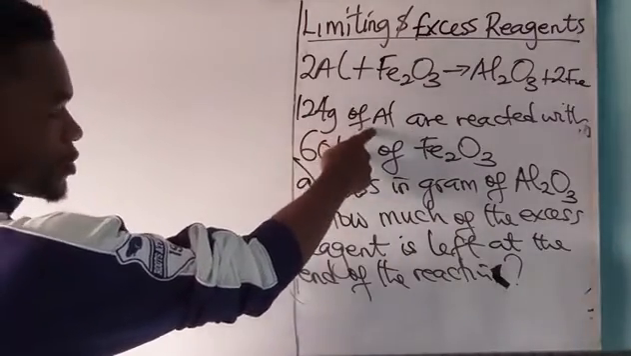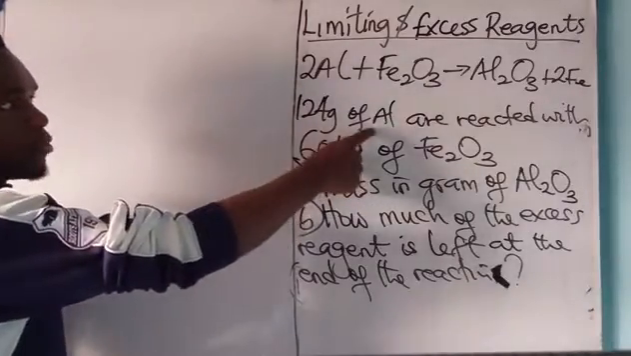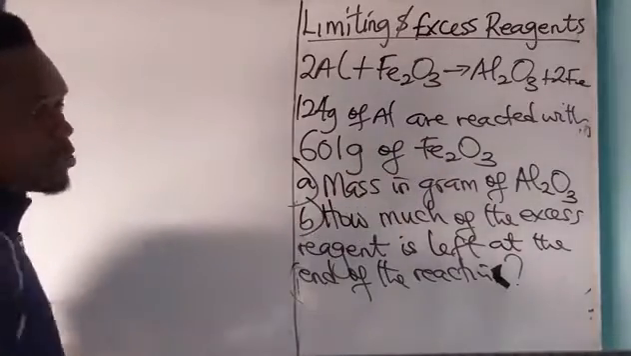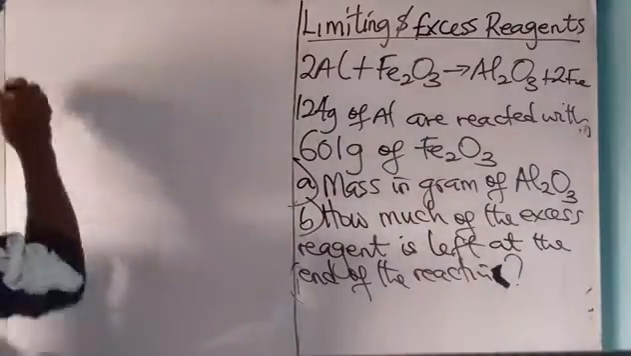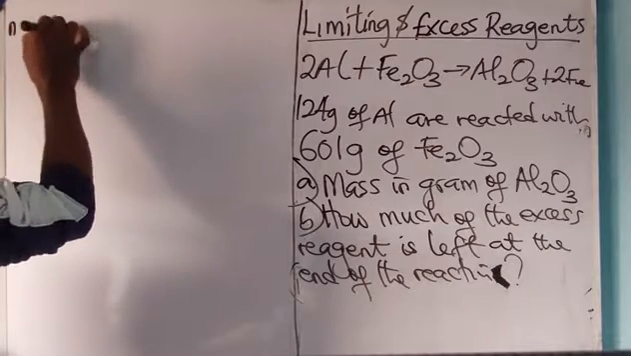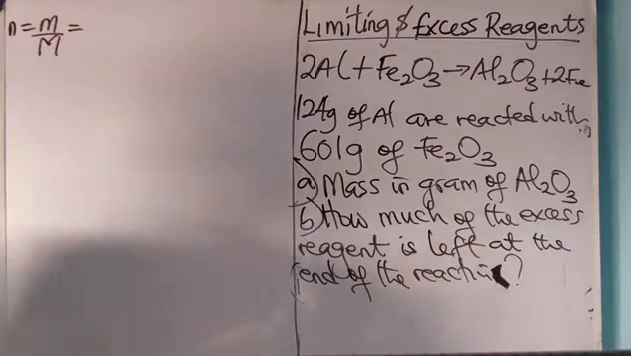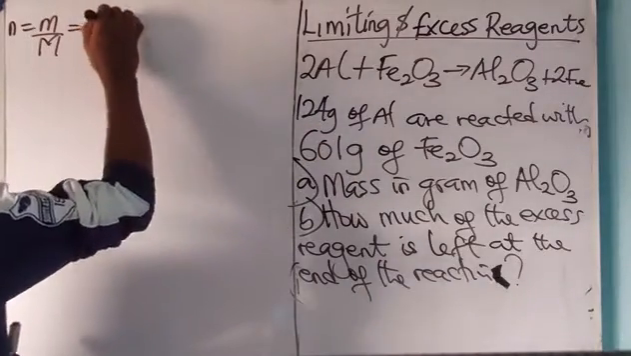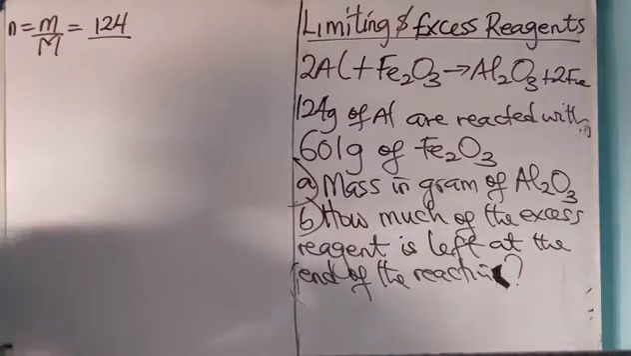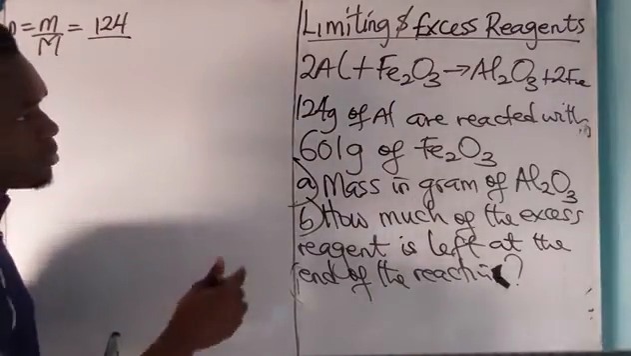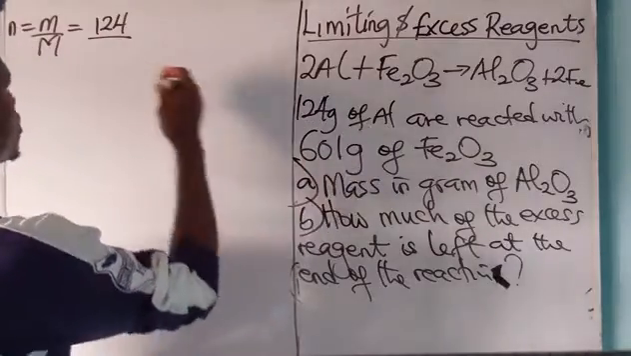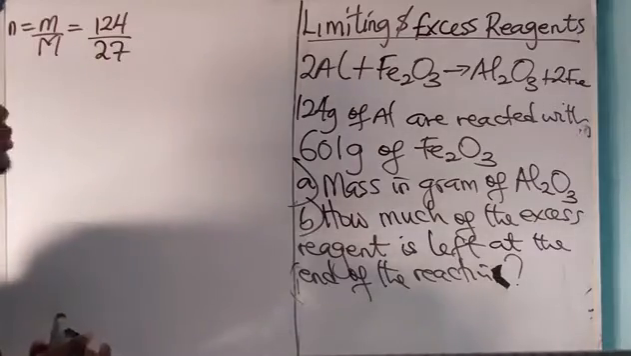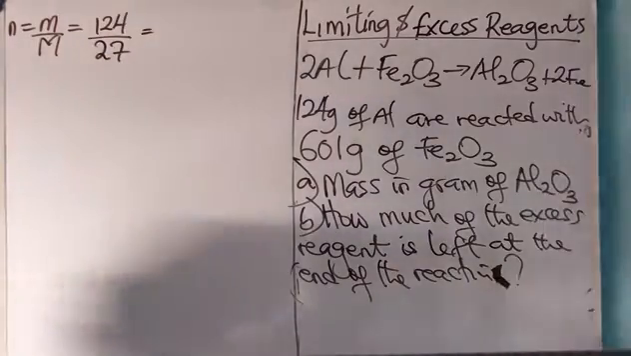So let's get started. Now they gave us 124 gram of aluminium. So what do we do? Just as we did in our initial class, we have to look for the number of moles of aluminium as well as the number of moles of iron 3 oxide. You know the number of moles is equal to mass over molar mass. The mass given for aluminium is 124 gram, and the molar mass, the atomic mass of aluminium, is 27. So let's divide 124 divided by 27.